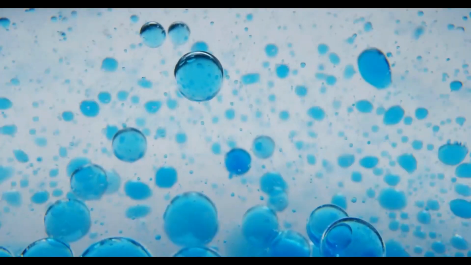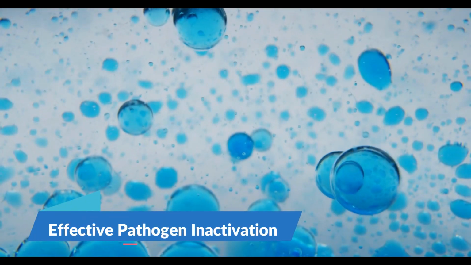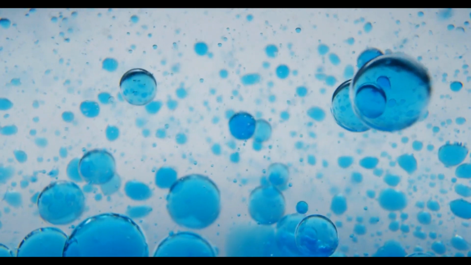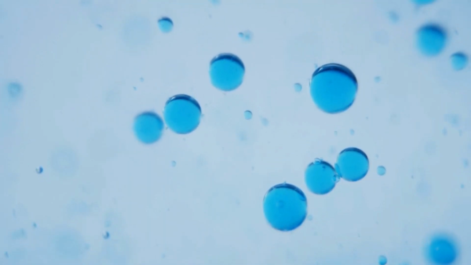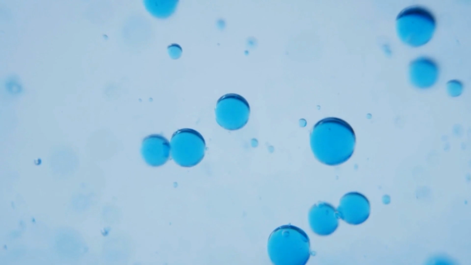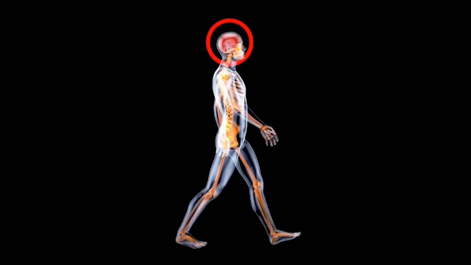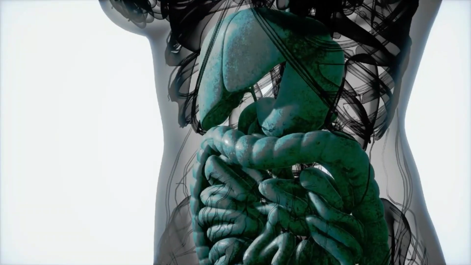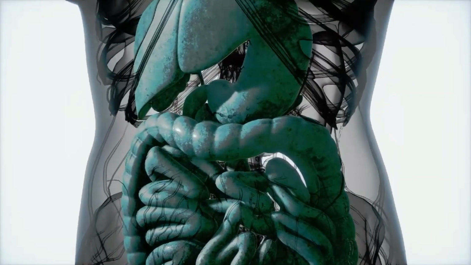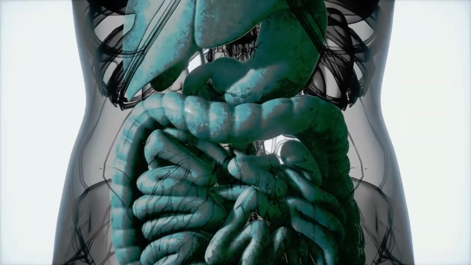Health benefits. 1. Effective pathogen inactivation. UV light has been proven highly effective at inactivating a broad spectrum of pathogens, including bacteria, viruses, and protozoa. This is crucial for health, as these microorganisms can cause diseases ranging from gastrointestinal infections to more severe health issues like cholera and dysentery.